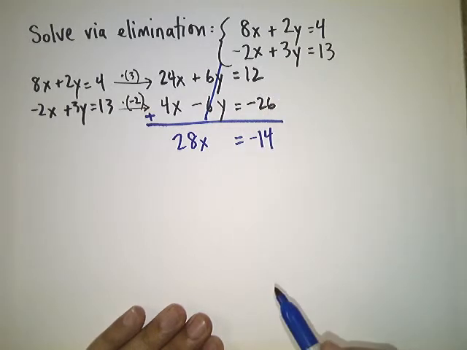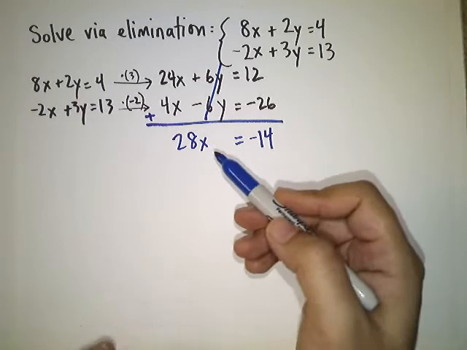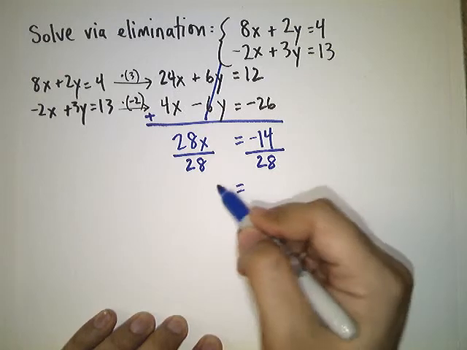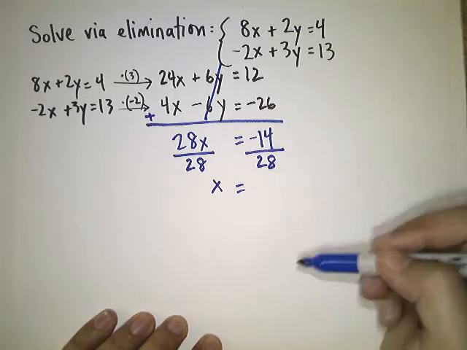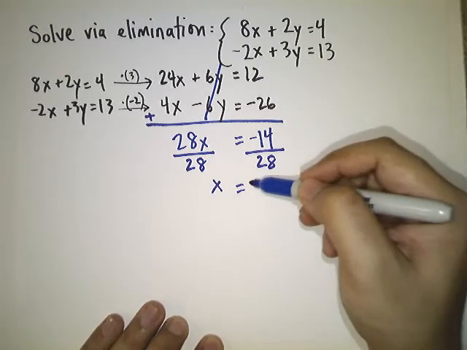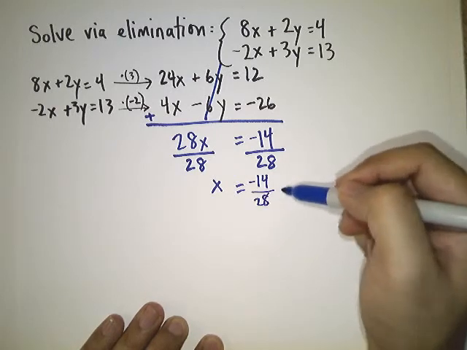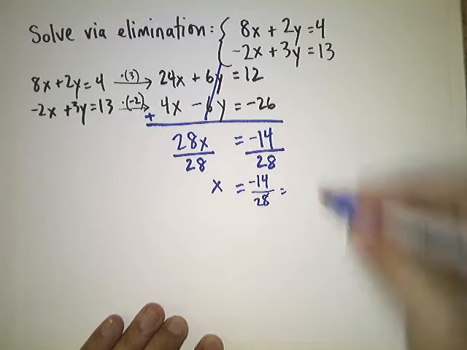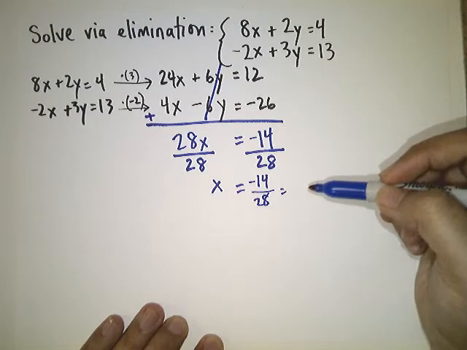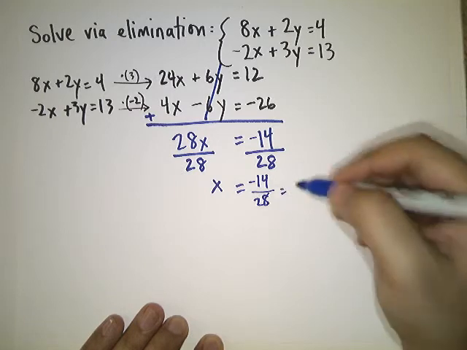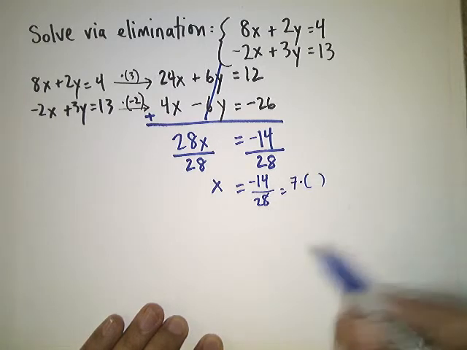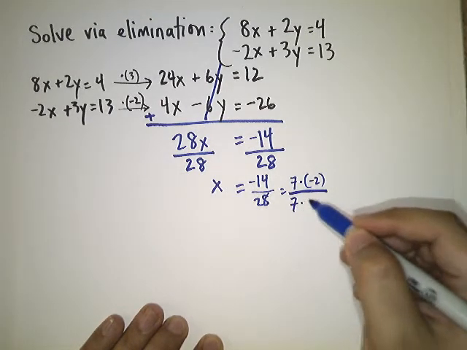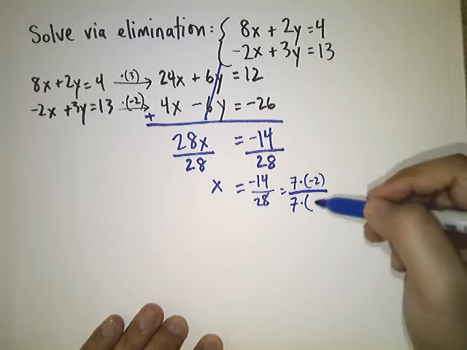To solve for x here, we'll divide both sides by 28. Left side, we have x. Negative 14 divided by 28. Well, we'll leave it as a fraction. Then we think, are there any numbers that go into both negative 14 and 28? And the answer is, of course, yes. For instance, 7 goes into both of these numbers. So 7 times what gives you negative 14? Negative 2. And 7 times what gives you 28? 4.